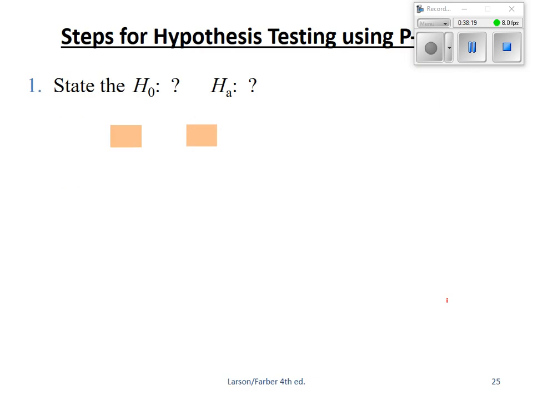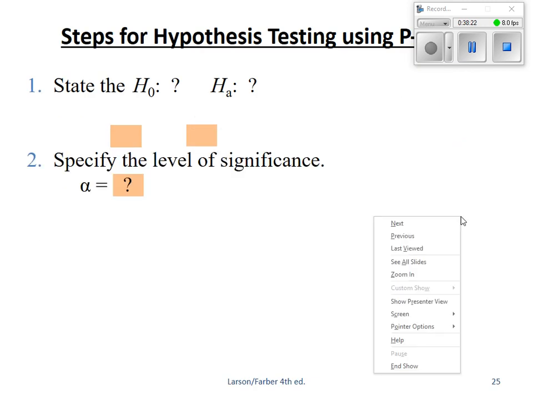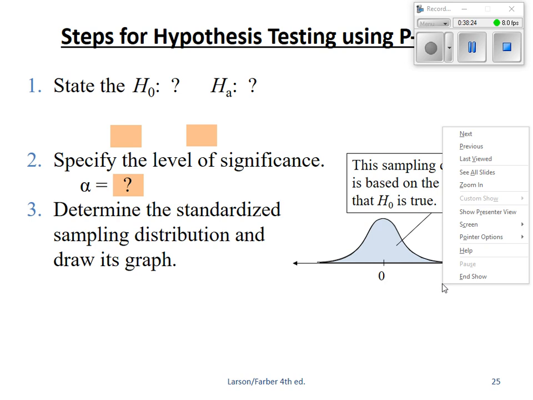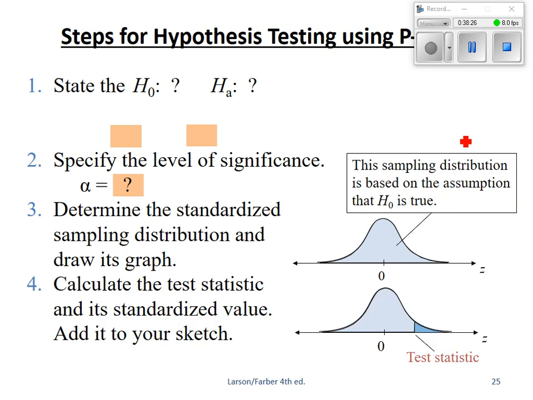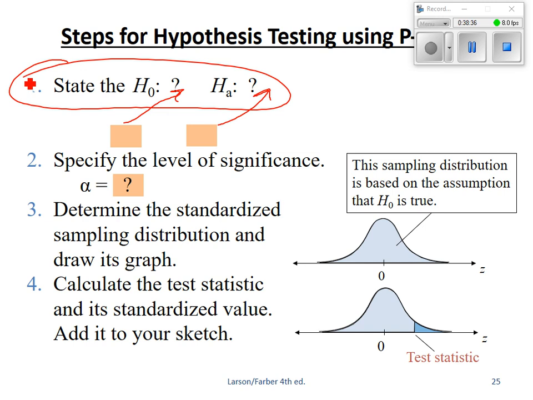Do this. What you're going to do each time. First thing you got to do, and these boxes are supposed to be up there again. Another one of those things that I tried to move and it won't. First thing you're going to do, write your HO and HA every single time. Second thing, specify your level of significance. They're probably going to tell you that.